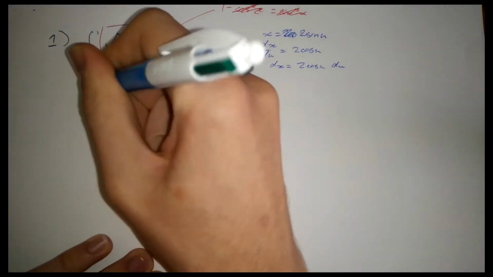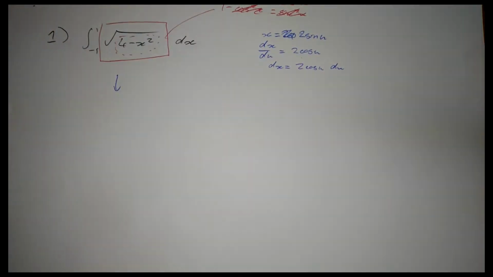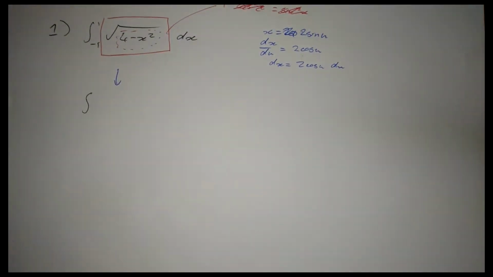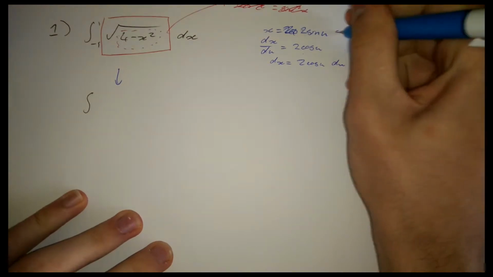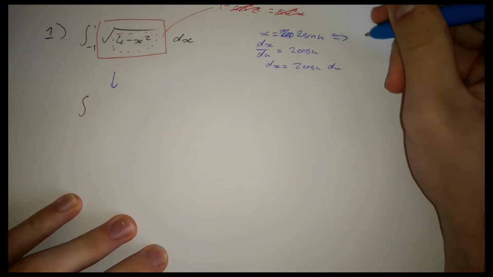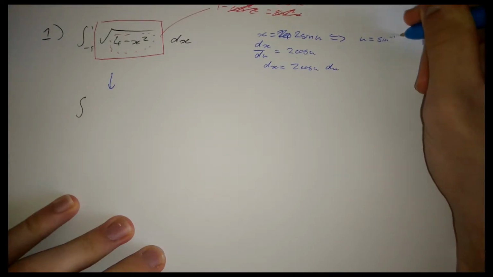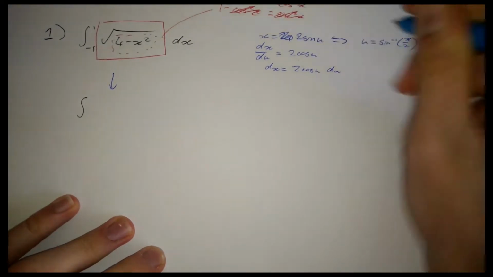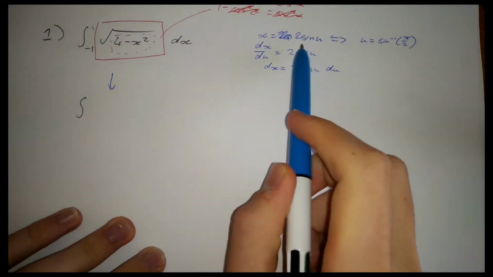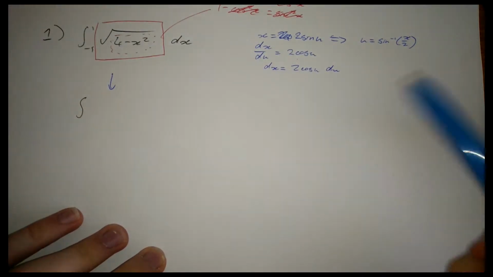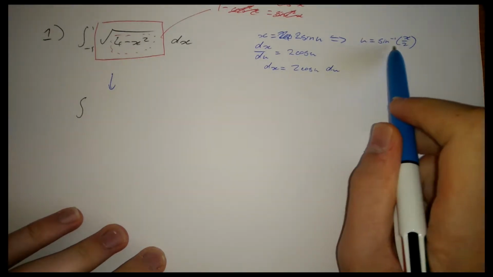Okay, so then this would go to the integral, and over here we'll rearrange this in order for u. So u equals inverse sine of x on 2. Here we just divide both sides by 2 and then take the inverse. So then we have u equals inverse sine of x on 2.